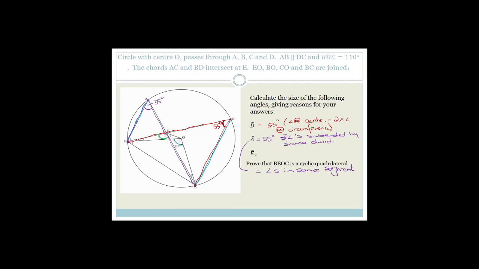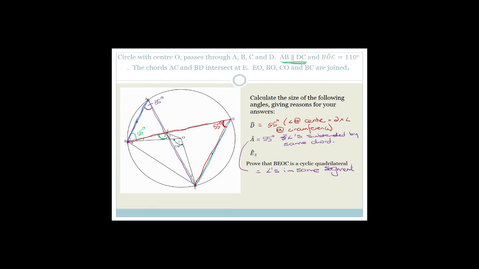But we do notice that it's the exterior angle of triangle ABE, but it's also the exterior angle of triangle CDE. And what we haven't used yet is the fact that AB is parallel to DC. So if AB is parallel to DC, do you agree I can say that this angle here is 55 degrees? Okay, this angle here is also equal to 55 degrees, but I've decided to go with this one.